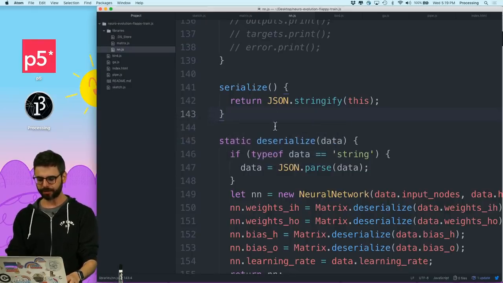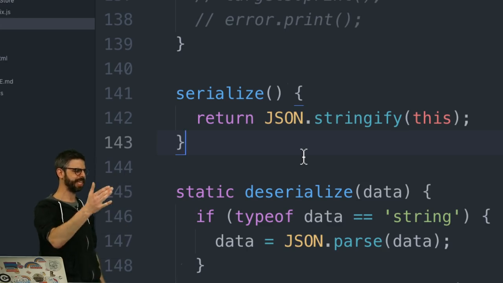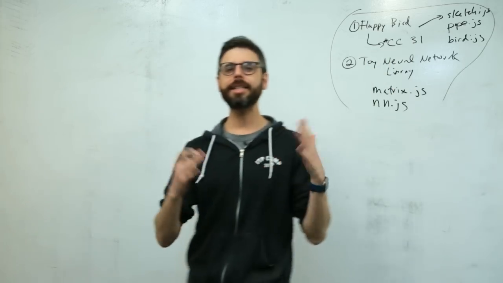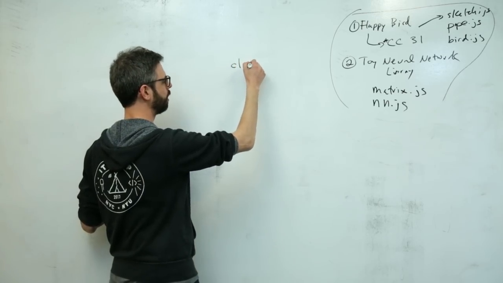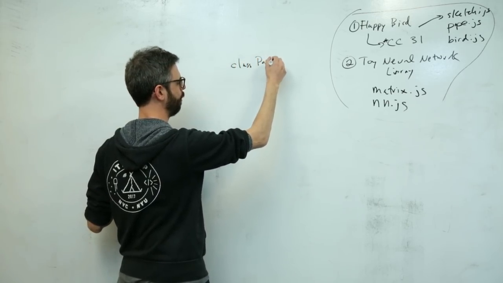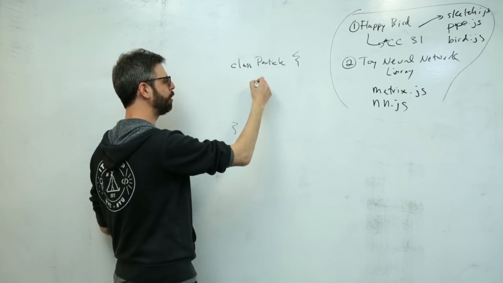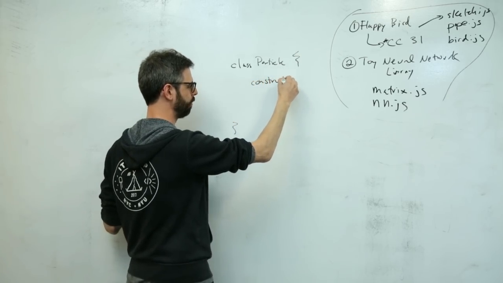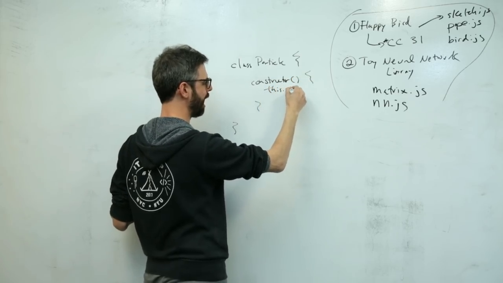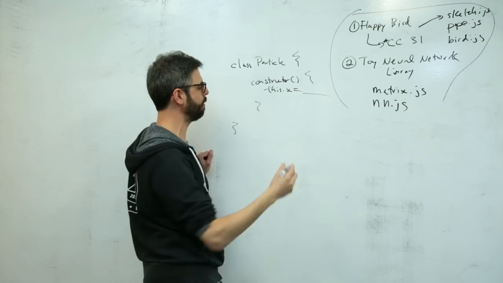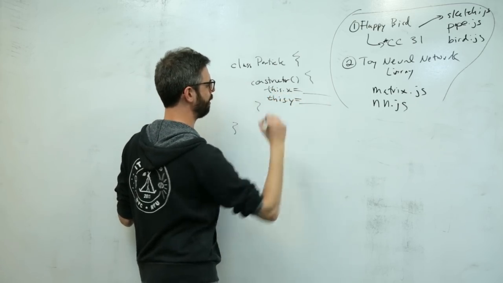So if I go back to those functions, you'll see that, look at this, JSON.stringify this. Well, okay, so let's say I have a simple class. Like, let's say I have a particle class. Class particle. And in the constructor function, I set this.x equal to something, maybe it's a random number, and this.y equal to something, maybe a random number.